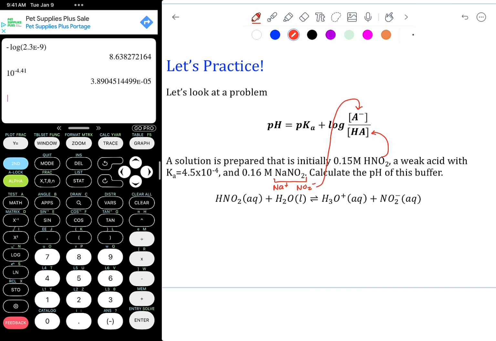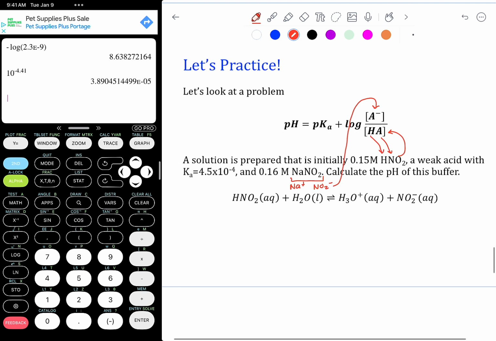Okay, so we know HNO2 is going to be our weak acid. That's defined as a weak acid, but it also has an H and an A. And then our A minus, that ion, is then the NO2 minus from that NaNO2 there. So we have all the information we need to plug in to our Henderson-Hasselbalch equation. Let's first convert our Ka to pKa. We're given Ka, we want to find pKa. We know pKa is the negative log of the Ka value of 4.5 times 10 to the minus 4.